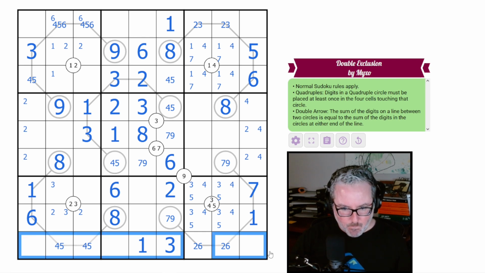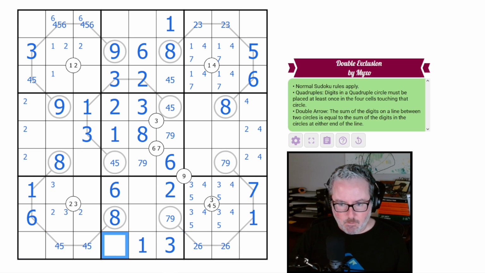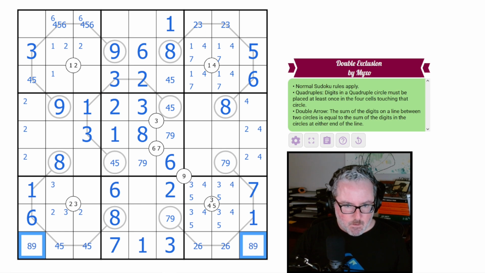What else can we do? We need to put the 7, 8, and 9. This has to therefore be 7. These are an 8, 9 pair. 8s and 9s, don't see those yet.